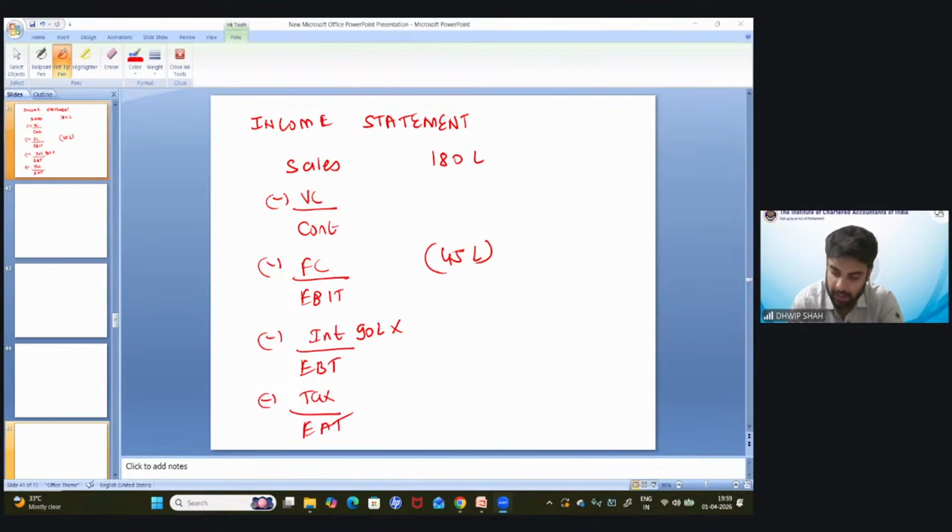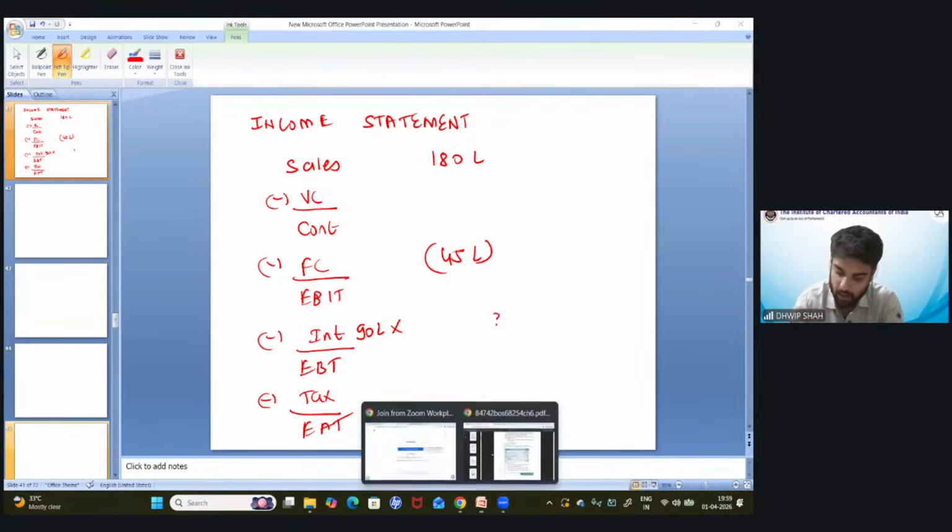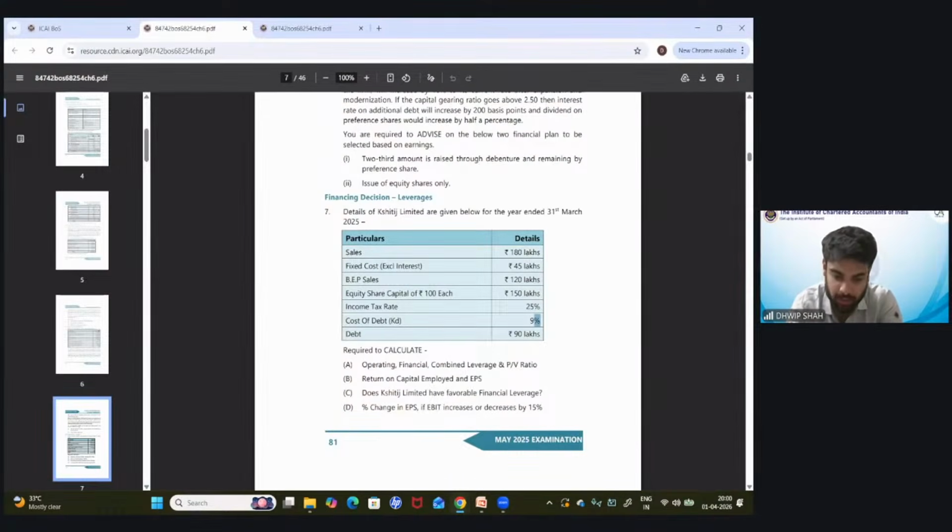Tell me how much would be my interest amount over here? 90 lakh is the debt and cost of debt is given as 9%. Tell me, what interest amount should I write? 8.1, 9% of 90 lakh. How many students are saying, sir, interest is 8 lakh 10,000? Kuldeep is saying, sir, 8 lakh 10. Any other answer from other students? Sid also is saying 8 lakh 10, but students, 8 lakh 10 is wrong.